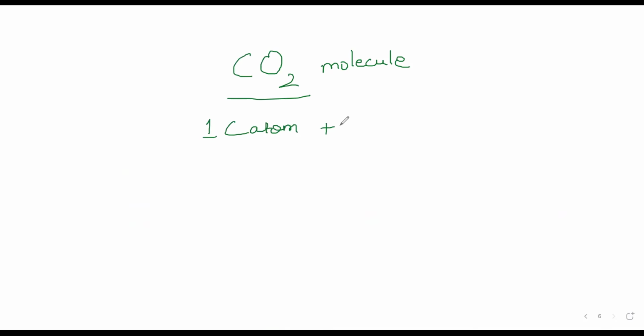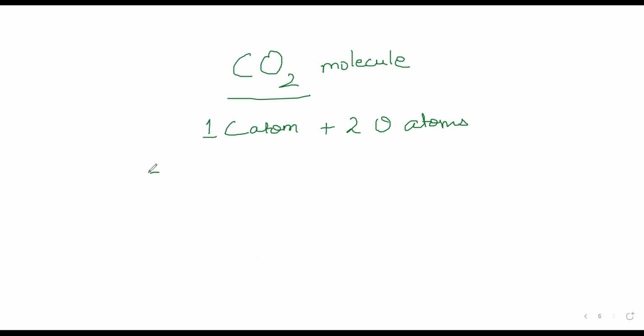I'll give you another example. Suppose I take a carbon dioxide molecule. So this molecule is made up of one carbon atom and two oxygen atoms, right? And that's what a molecule is. It's a combination of atoms. So I have one carbon atom and I have two oxygen atoms.